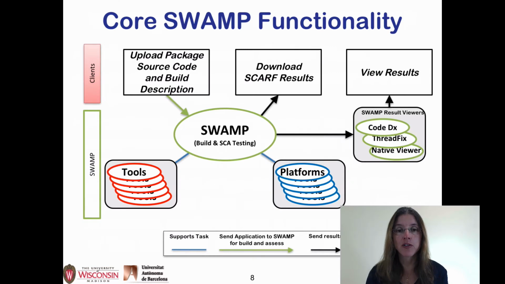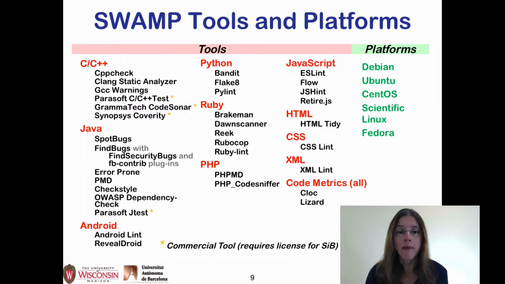The conceptual workflow of the SWAMP is as follows. The SWAMP supports multiple tools for multiple platforms. A user uploads their code and build information to the SWAMP. They then assess the code with their chosen tools. When this assessment finishes, the user can see the result using different viewers. Here we see the different tools available in the SWAMP for the different programming languages. Note that this list is dynamic. As I speak, more tools, environments, and languages are being added to the SWAMP.